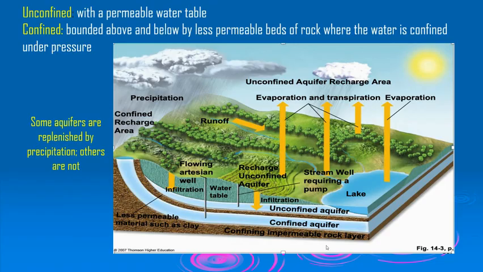Unconfined aquifers are at the surface and they are permeable with the water table. Confined aquifers are bounded above and below by less permeable beds of rock. That water is confined under pressure. Some aquifers can be recharged by precipitation, but others are not. They can be recharged through rivers or streams or lakes.